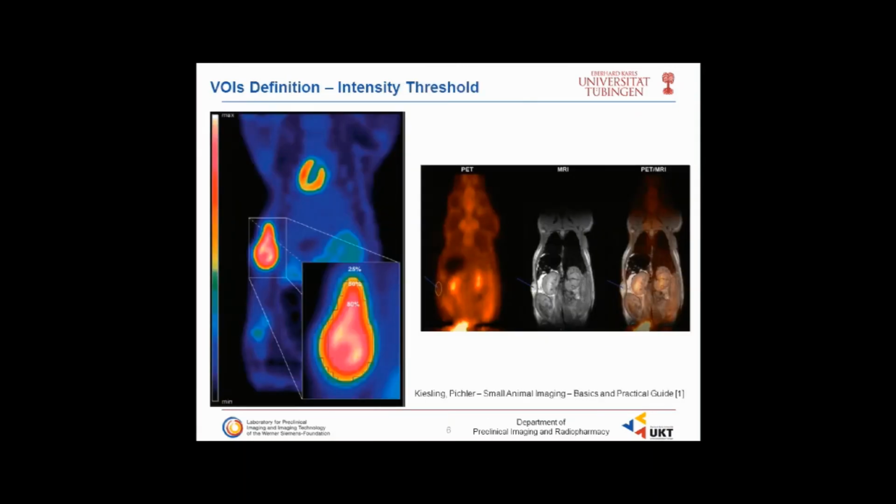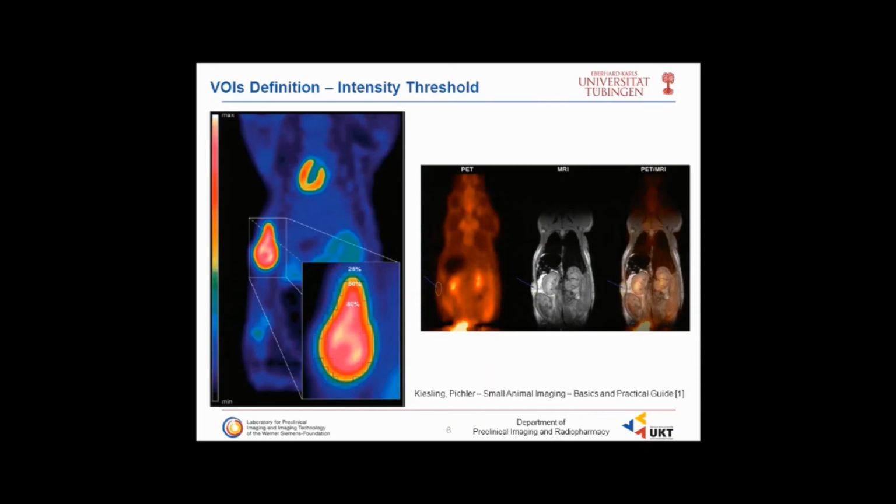Another important part is, as you choose your threshold, this changes dramatically the size of your lesion. And this is shown over here. This is an FDG mouse image, and depending on what isocontour you use, like over here 80%, 50% or 25%, you change the size of the tumor. So if you want to reveal the real size of the tumor, you need an anatomical image.